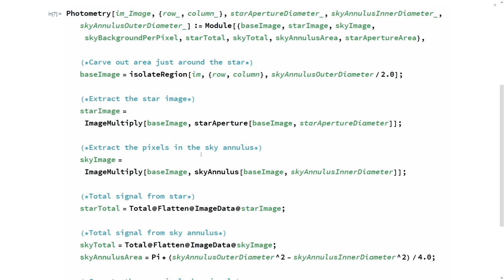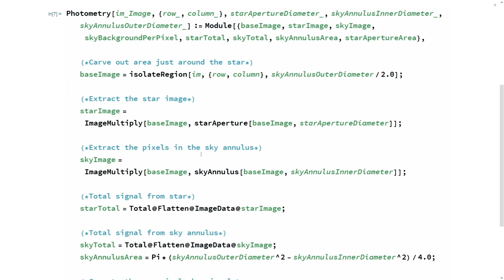The first thing we do is we carve out the area around the star. We isolate the region on the full image. That'll give us the base image. And then we get the star image by image multiplying our star aperture onto the base image. And then we get our annulus image by multiplying in the sky annulus times the base image. So the total signal from the star, we do a total of flatten of image data of star image.